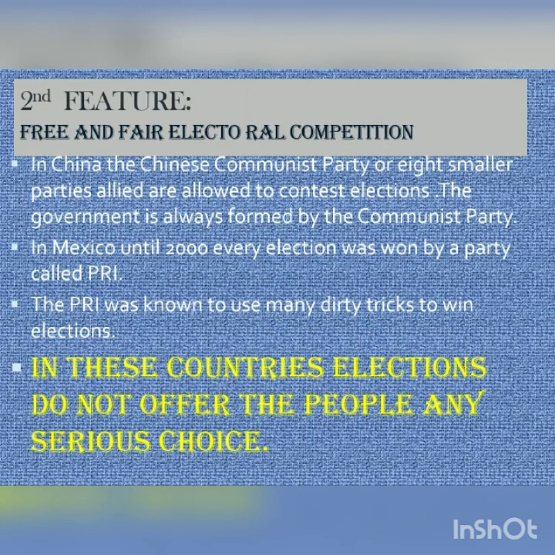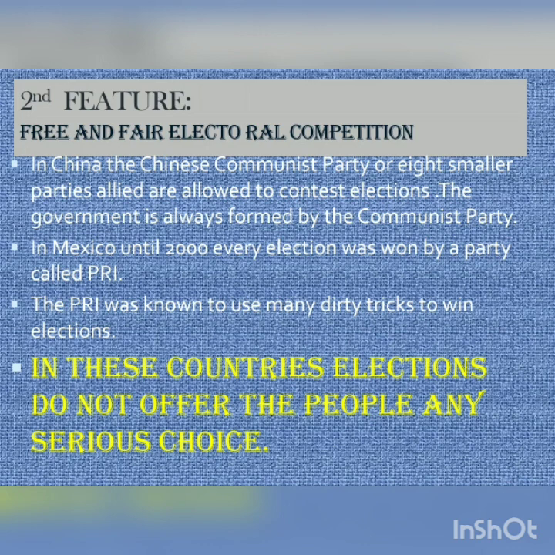Now we come to the second feature of a democratic government, which says that a democracy must have free and fair electoral competition. Electoral competition means elections. Here your textbook talks about two examples, one from China and the other from Mexico.